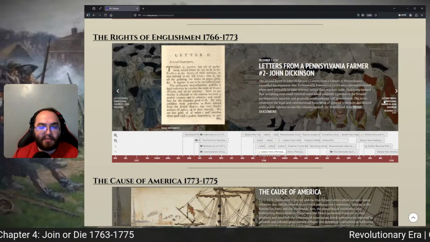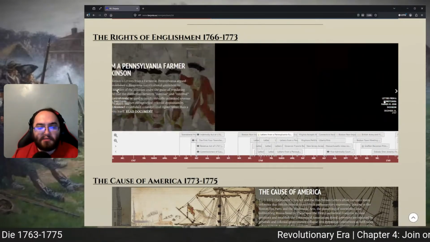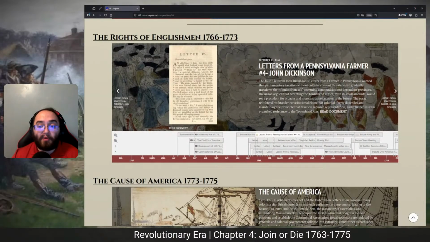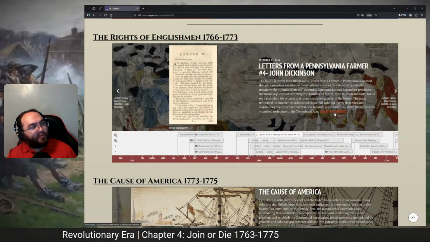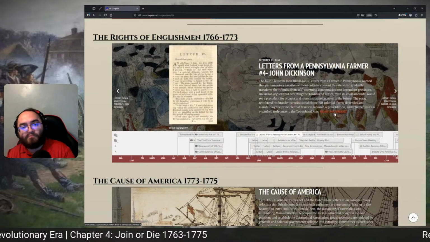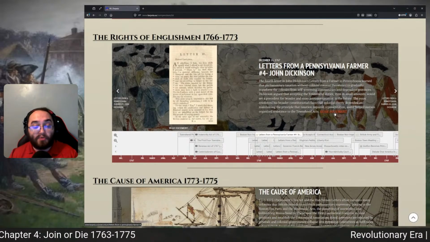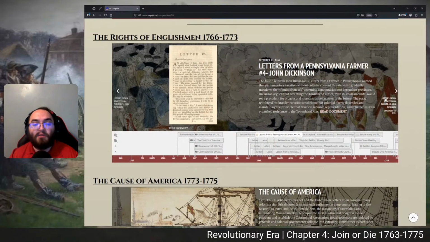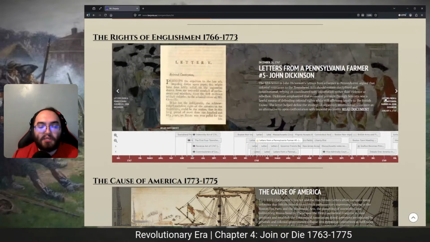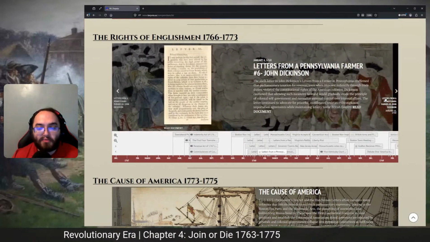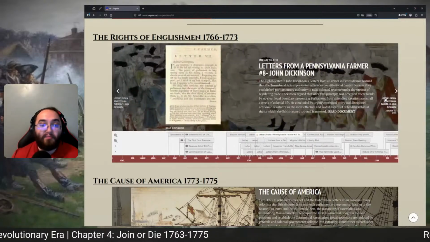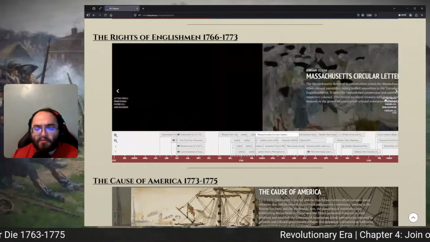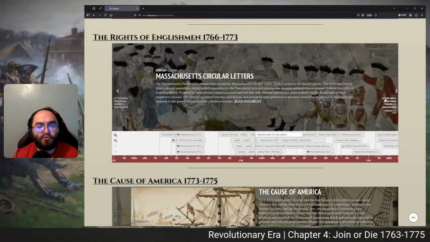He wrote a bunch of these essays that I have compiled and added to this timeline. And again, if you're looking at these primary source documents and want to read the full text, you can click on the Read Document button, and it'll take you to the full text. So I have a bunch of these. There's like 13 or 14, I think. Let's see. You have the Massachusetts Circular Letter.